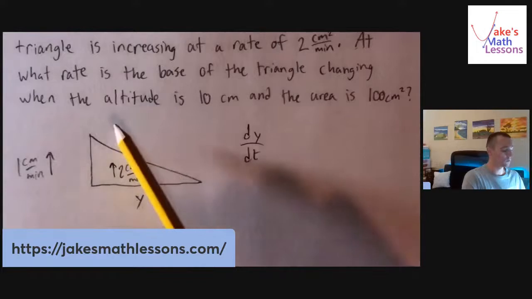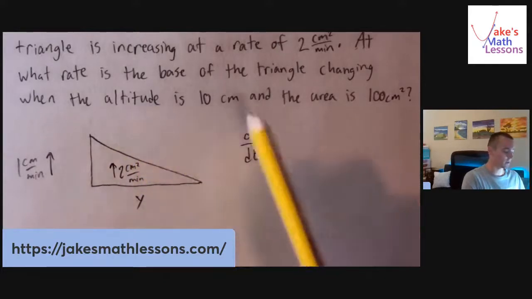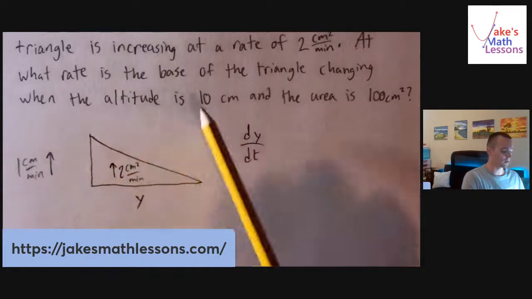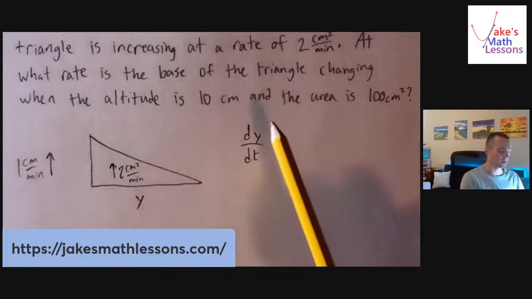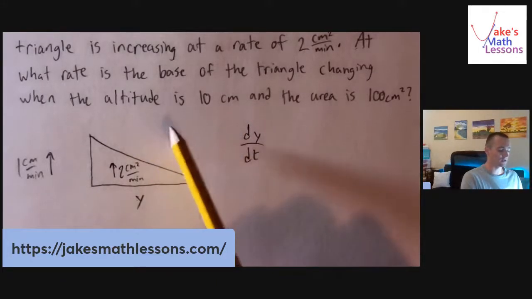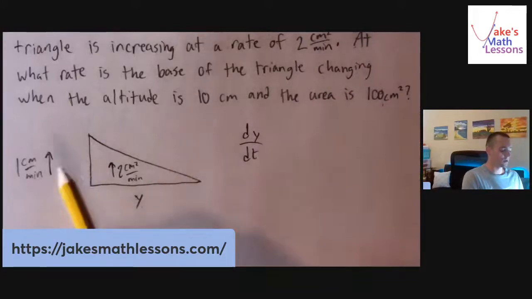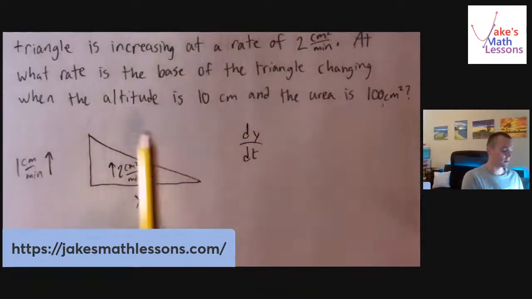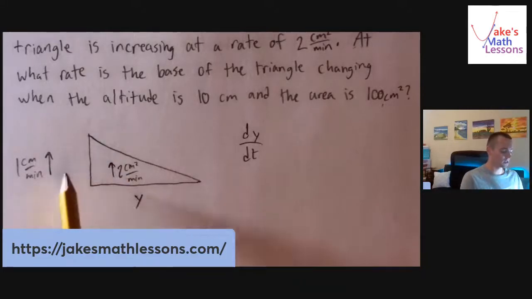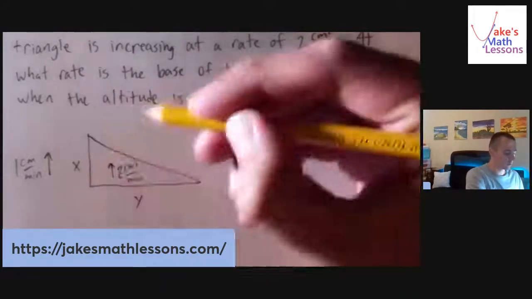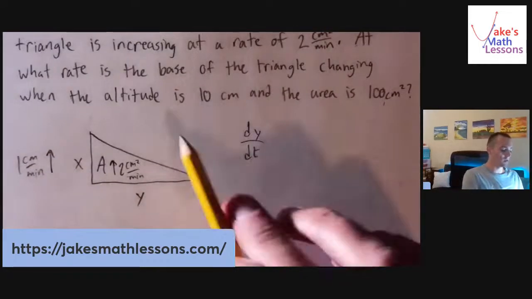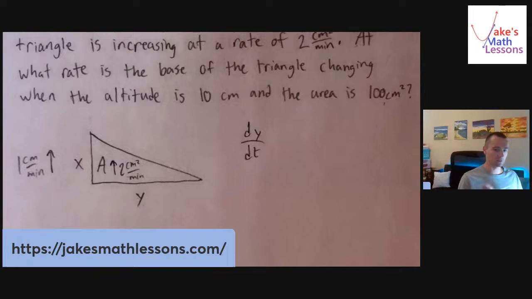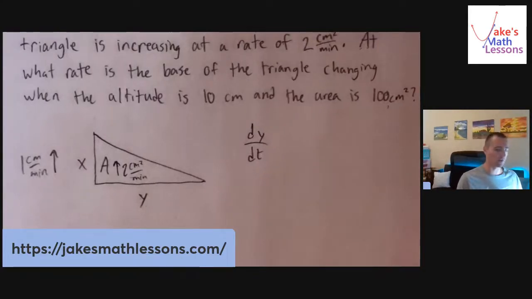And in fact, in this final piece where it asks us to find dy/dt, it also gives us some more information, not only about how quickly these things are changing, but what their measurements are at the specific instant that we actually care about. So we also know that the altitude is 10 centimeters and the area is 100. Since we know their actual measurements, and we know about how fast those two things are changing, those are probably going to be the other two things that we want to label. So we'll call the area capital A, and we'll call the altitude or the height of this triangle x.